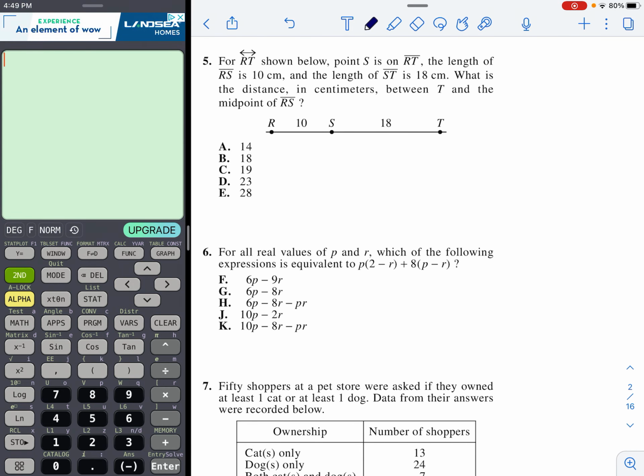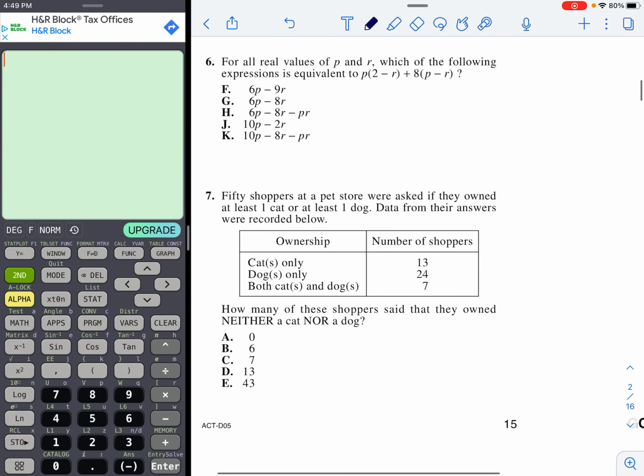Question number 5. For RT shown below, point S is on RT. The length of RS is 10 and the length of ST is 18. What is the distance between T and the midpoint of RS? Well, if it's the midpoint of RS, this distance here will be 5. So we'll have 5 plus the 18 from S to T would get us to D, 23.